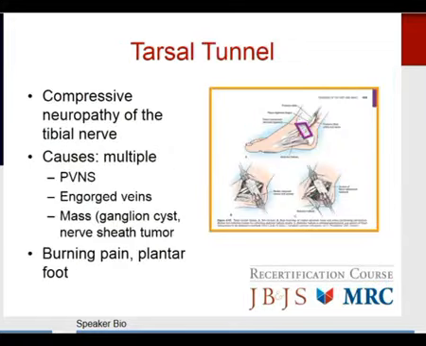Tarsal tunnel syndrome is a compressive neuropathy to the tibial nerve. There are multiple causes. You can have some type of space-occupying lesion, engorged veins, or some type of mass pressing on that nerve in that very tight zone. These patients, like navicular fractures or navicular stress fractures, have a very diffuse symptomatology. They basically complain of some type of diffuse burning pain on the plantar surface of the foot that creates this type of irritation across that site.